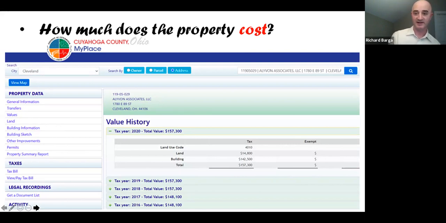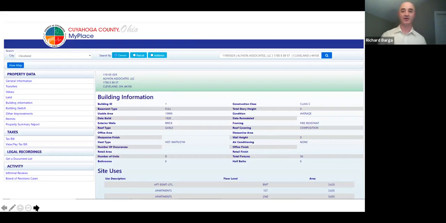If you go on to the next slide, on this website with the county auditor, you can also get a lot of different information about that building. So that building that we're talking about, this is that property on East 89th Street. So we can find out how many units are in this building, how old is the building. It's a little small on my screen, but there's lots of different free information here that can help you start to paint your picture. Next slide.